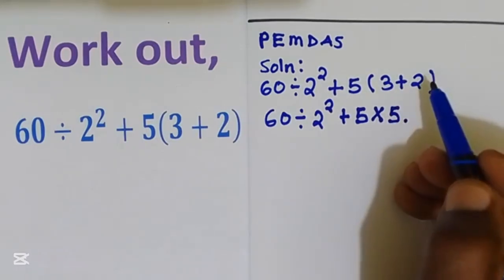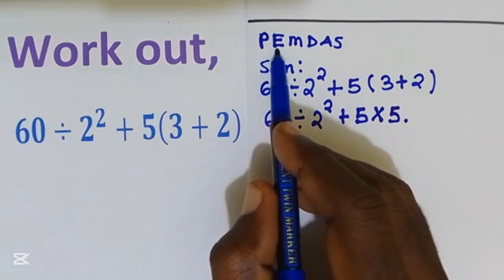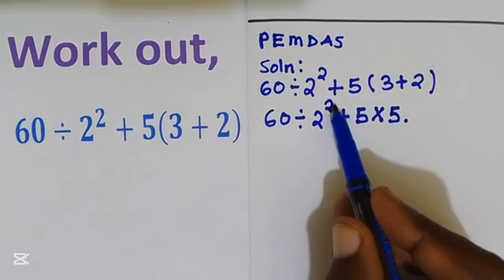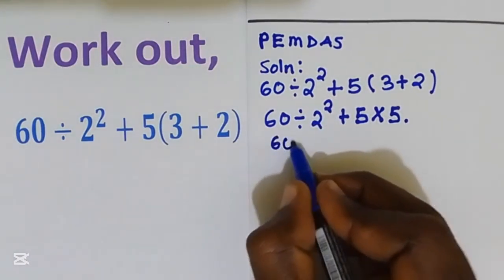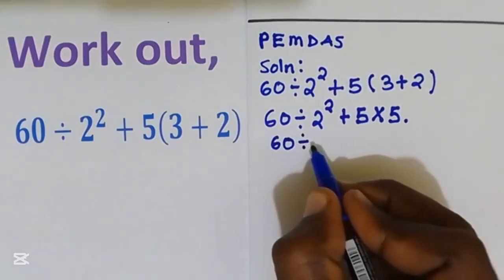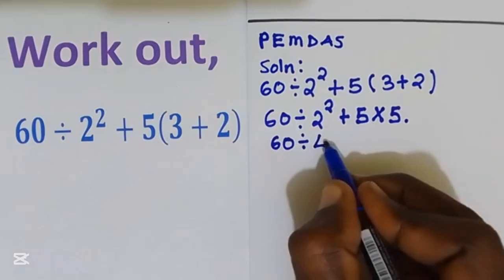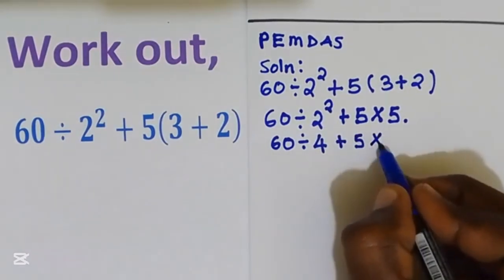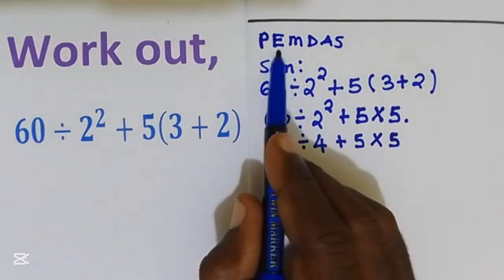Then when we go back to PEMDAS, we go to exponents, and we have 2 squared. We are going to work here. That is going to be 60 divided by 2 squared, which is the same as 4, plus 5 multiplied by 5. Already we are done with exponents.